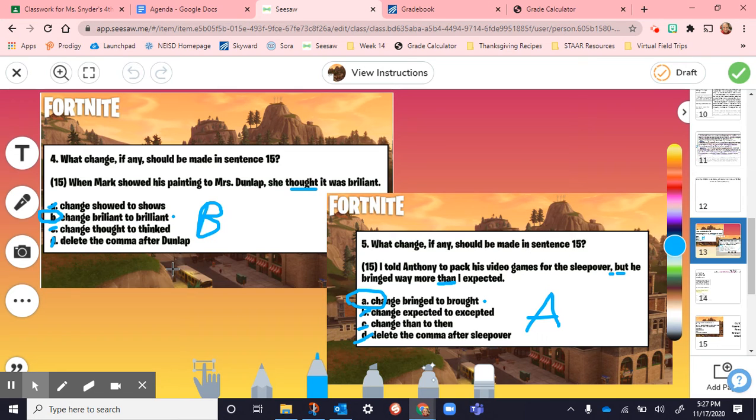So just going through each one and either replacing it or, like on D here, deleting the comma. So we read it with the pause, and we read it without the pause. We decided that the pause was needed. So just going through and checking each one is what we did and practiced on those two.